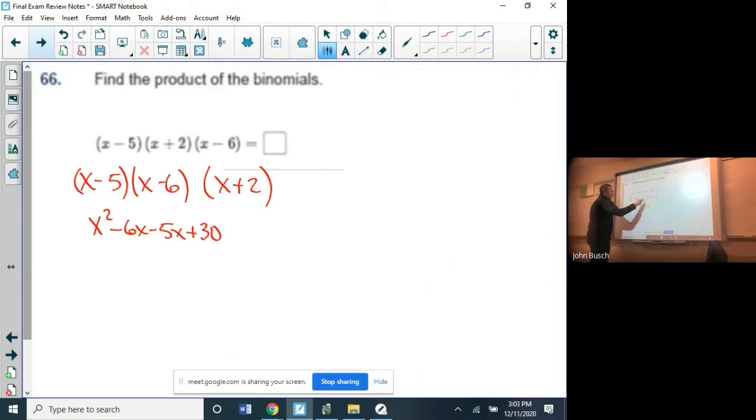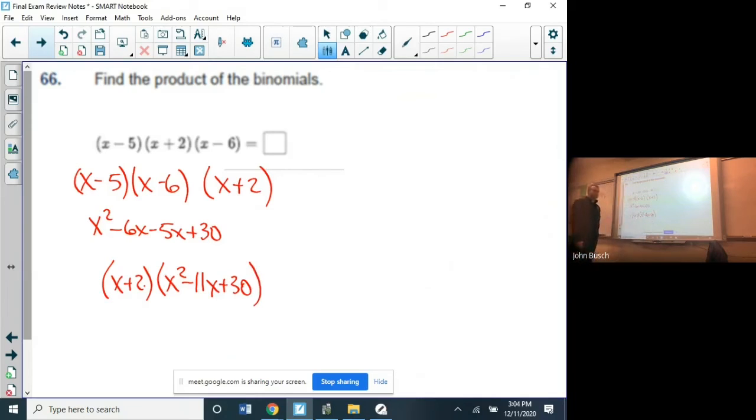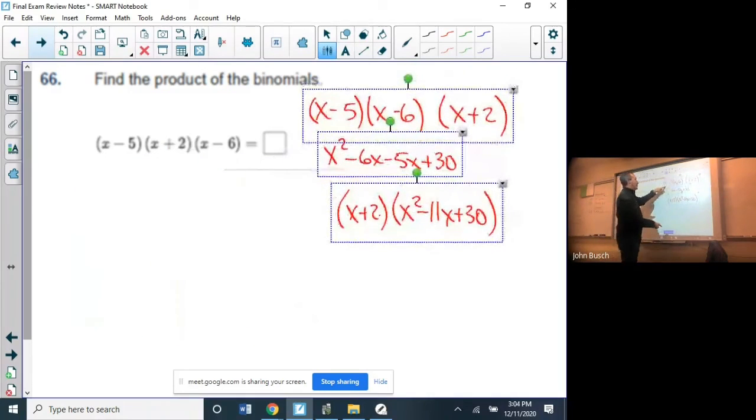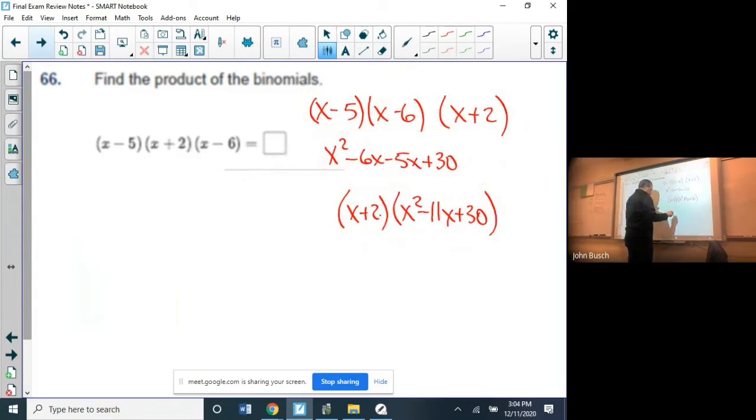Okay? So x plus 2, moving in first. x squared minus 11x plus 30. There's no shortcut with this. Okay? x times x squared, x to the third. I'm going to move this over so I don't run into that thing that's down there. Okay. Distribute this x to all three. Then distribute this 2 to all three.